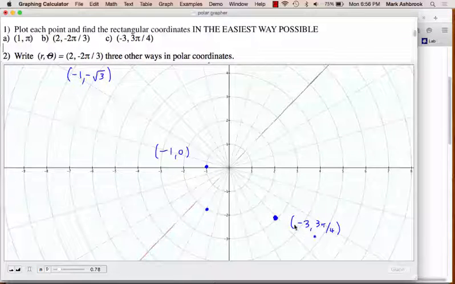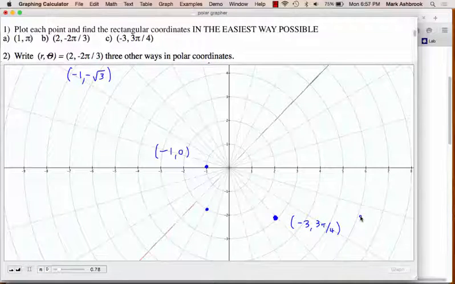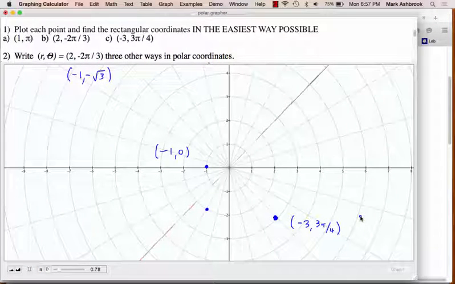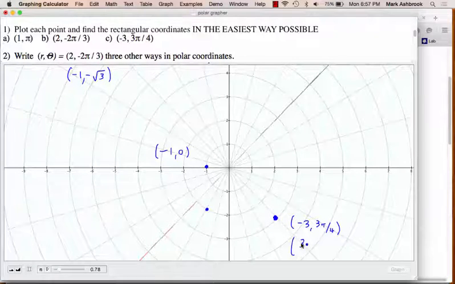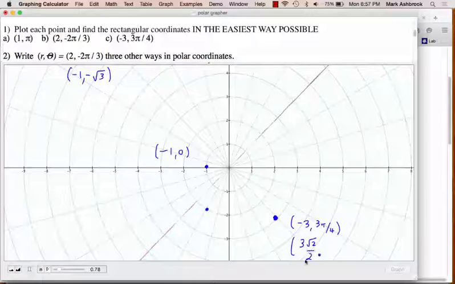This will be 3 pi over 4. Sine and cosine will be radical 2 over 2 and negative radical 2 over 2, and then times 3. So as xy coordinates, you'll be positive 3 radical 2 over 2, and then negative 3 radical 2 over 2. Those are the xy coordinates for that point.